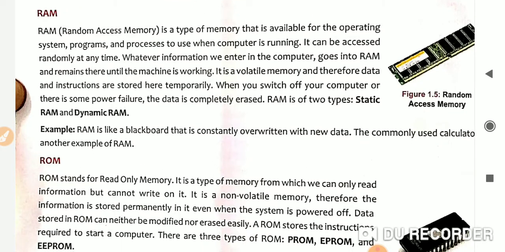RAM is random access memory. It is a type of memory that is available for the operating system, programs and processes to use when computer is running. It is a volatile memory. It can be accessed randomly at any time. Whatever information we enter in the computer goes into RAM and remains there until the machine is working. It is a volatile memory, and therefore data and instructions are stored here temporarily. When you switch off your computer or there is some power failure, the data is completely erased. RAM is of two types, static RAM and dynamic RAM.